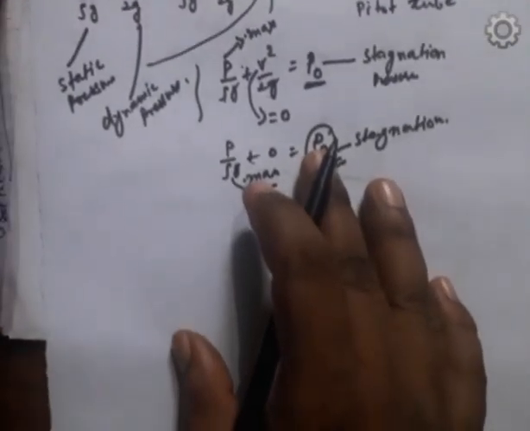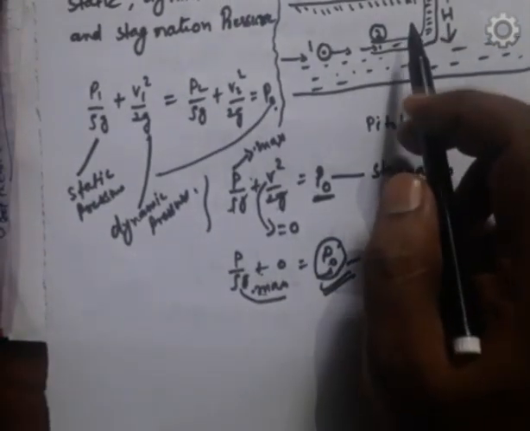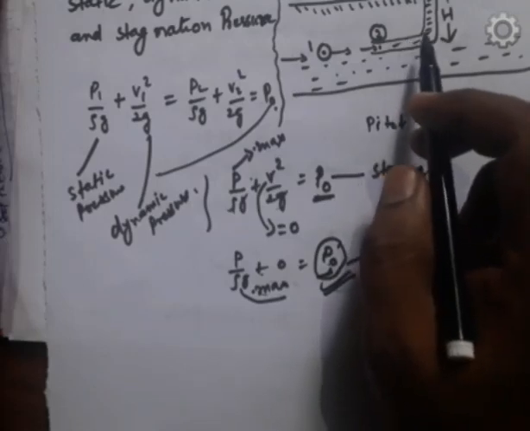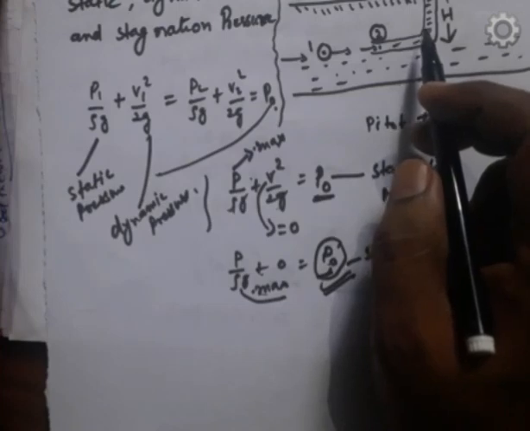Now we will come to the Pitot tube. Here is the arrangement of the Pitot tube. It is a device for measuring the velocity of flow at a point in a pipe or a channel. It is based on the velocity.